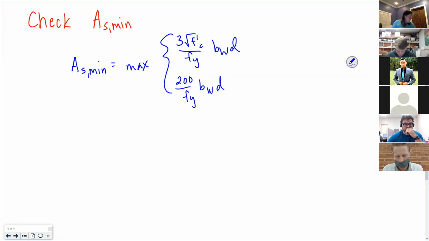Now in this case, our tension is in the bottom, right? So the bw that we're looking at, because this As min is to control cracking, is 12 inches, because cracking is caused by tension and there's only tension in the bottom. And if it was negative, we would use bf, correct? Yeah. Okay.